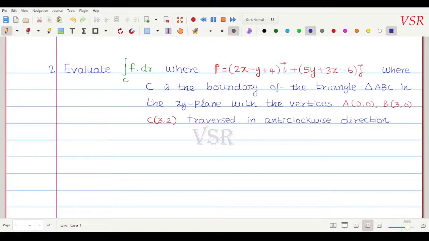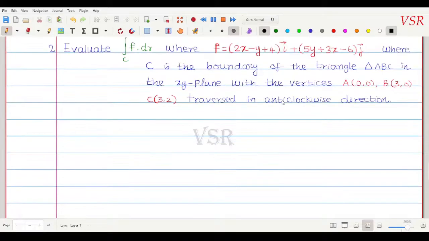So second problem என்ன கொடுத்திருக்காங்க அப்படினா, find the line integral where f is a function and c is the boundary of the triangle ABC in the xy plane, where a ங்கிறது 0 0, b ங்கிறது 3 0 and c is the 3 2 traverse in the anti-clockwise direction. அதாவது என்ன அப்படினா, சரி இந்த ப்ராப்ளத்தை சால்வ் பண்ணுவோம். So we are going to have a solution.